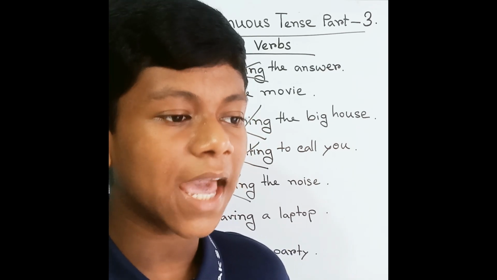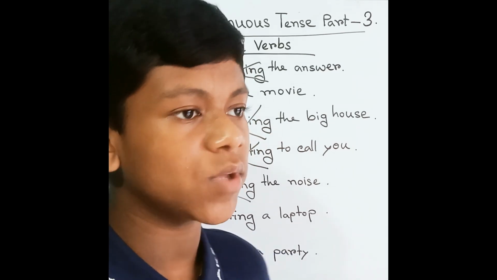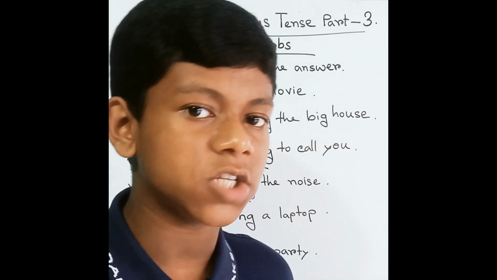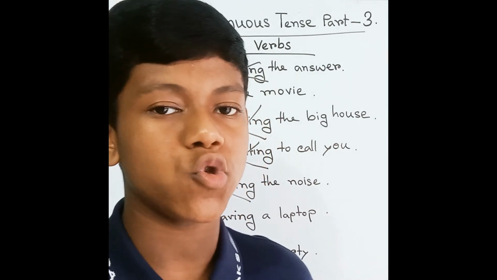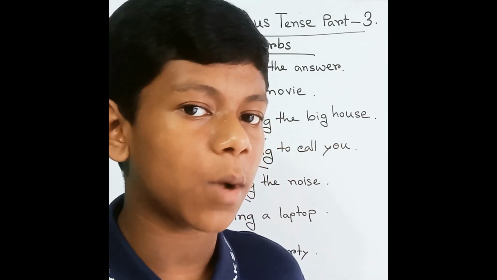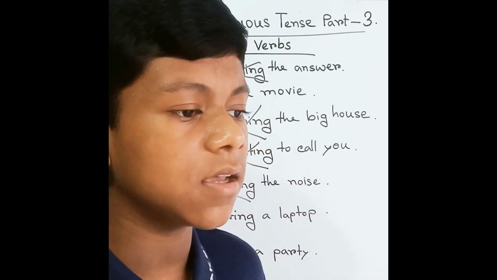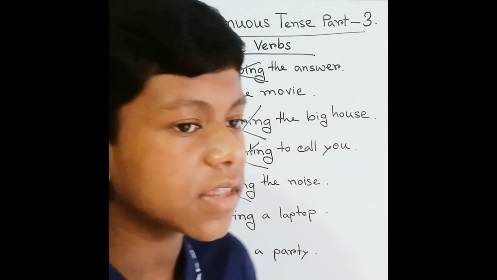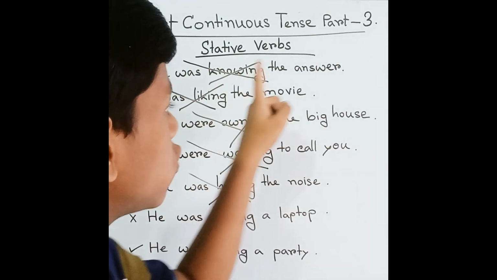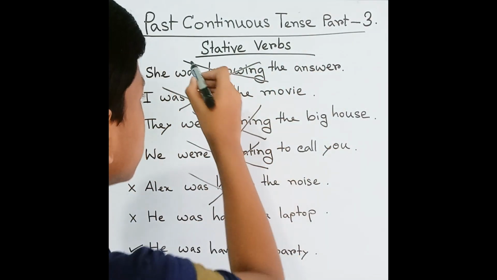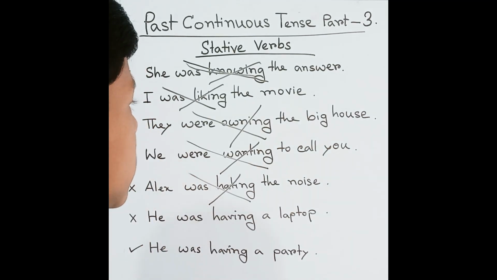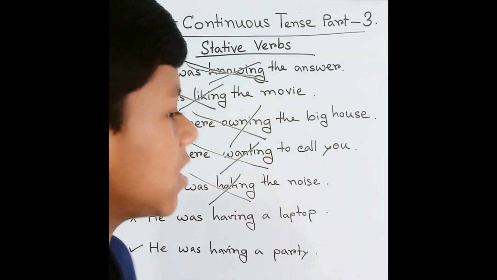Why? Because we can use the stative verb during the what? Past continuous tense or other continuous tenses. That's why we have to use the past form of the verb during the past. So it will change to past simple: "She knew the answer." Was knowing is incorrect. And here we can also see "I was liking the movie."